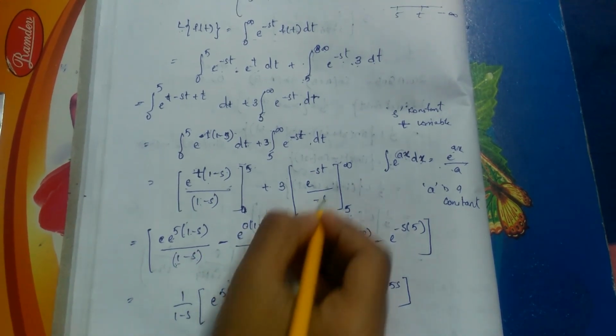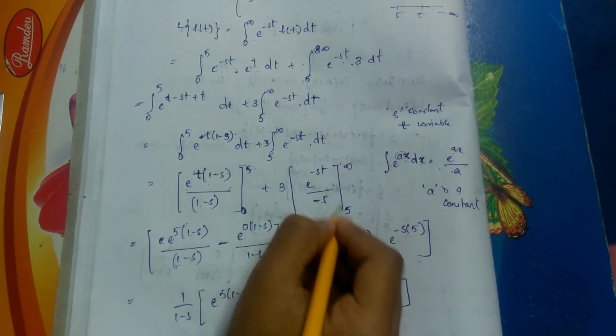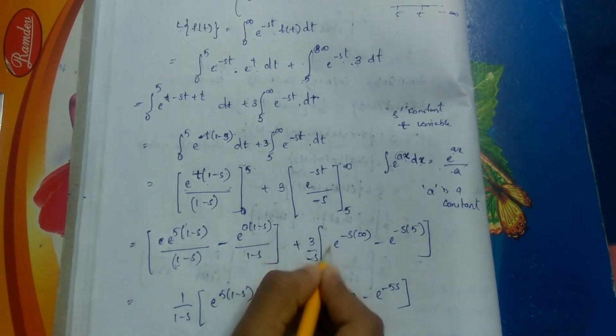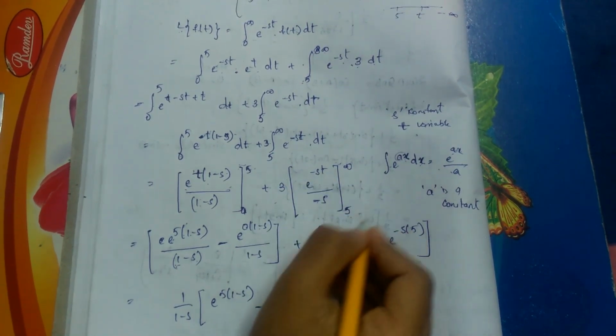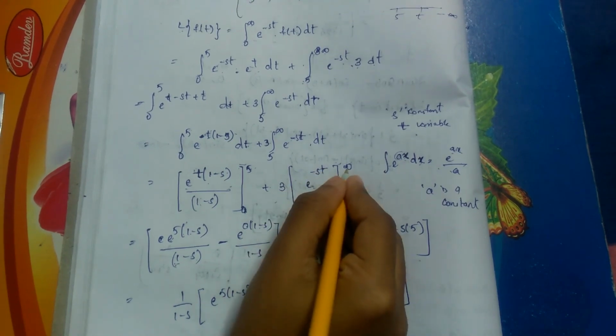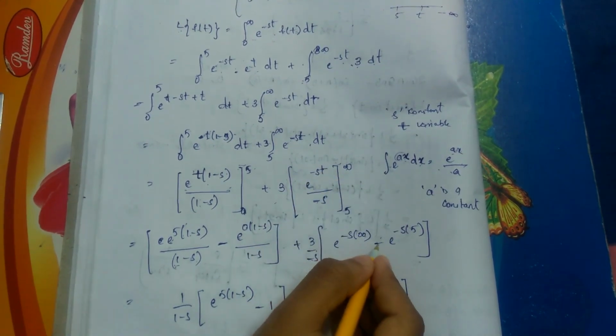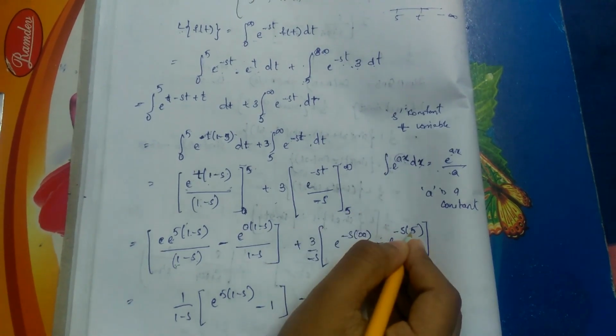So here also the same. Here minus s is a constant, so we can take it outside of the bracket, that is 3 by minus s, and first we have to apply the upper limit minus lower limit. So e power minus s into t, in the place of t we have to substitute infinity, e power minus s into infinity, minus e power minus s into lower limit, which is 5.